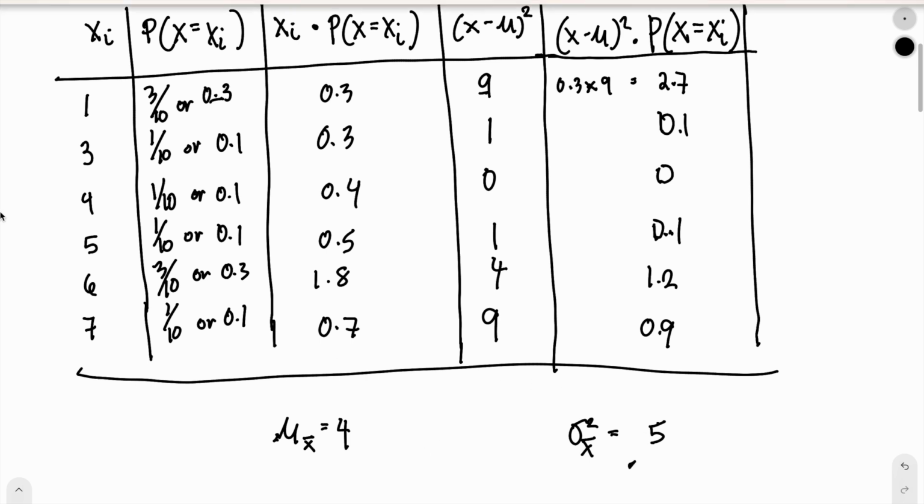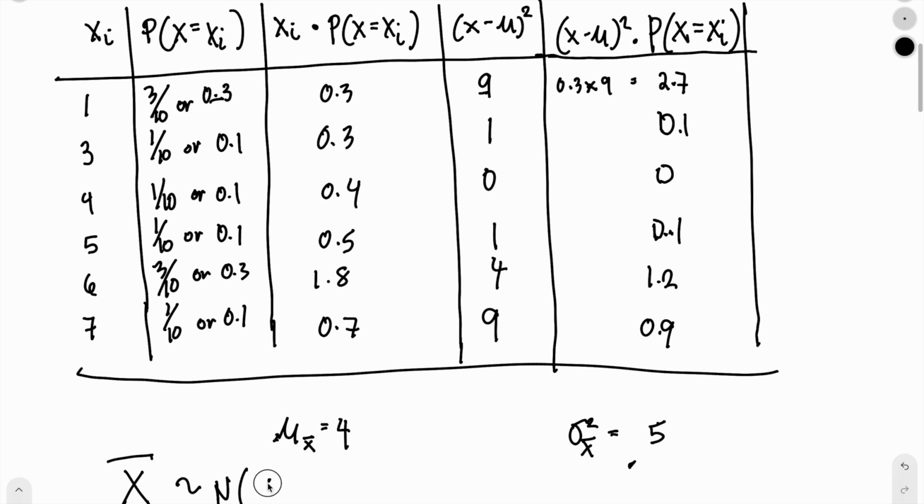So, since you now have x bar, it is normally distributed with mean mu 4 and standard deviation of 5. Okay, so actually the definition for this is N(mu sub x bar, sigma squared x bar). Right? I hope you understood this.